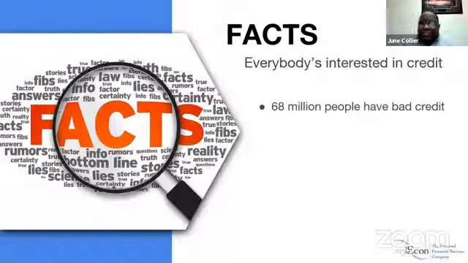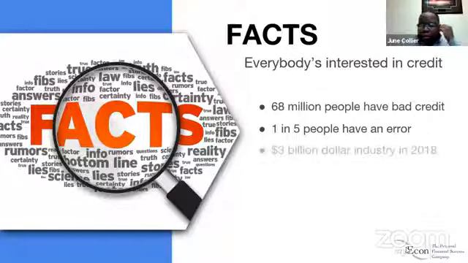There are over 68 million people who have bad credit. Bad credit would be considered 600 or below. 68 million people have bad credit. 1 in 5 people in America have an error on their credit report. So they have something that's not necessarily true, an item that needs to come off of their credit report. And in 2018, just last year, which was what, 2 weeks ago, $3 billion was made in the credit repair industry. So a lot of money is being made in helping people with credit repair.